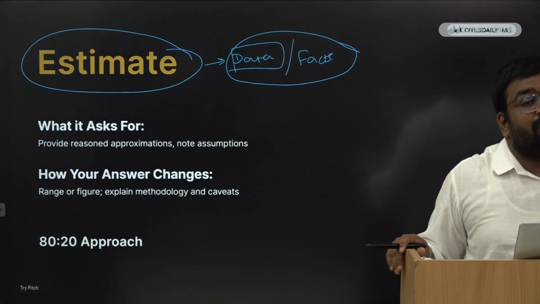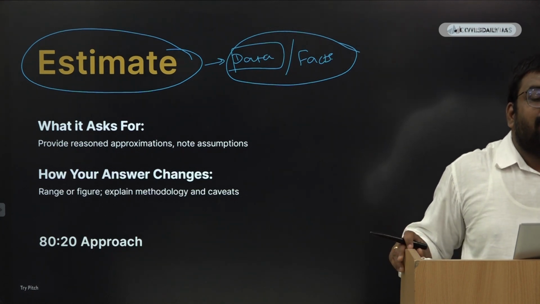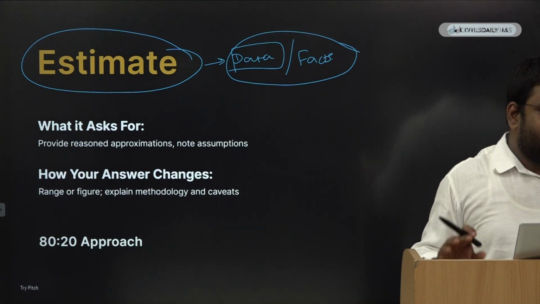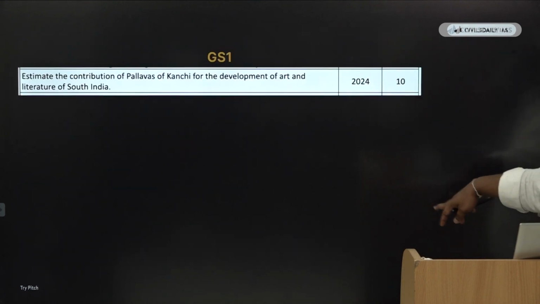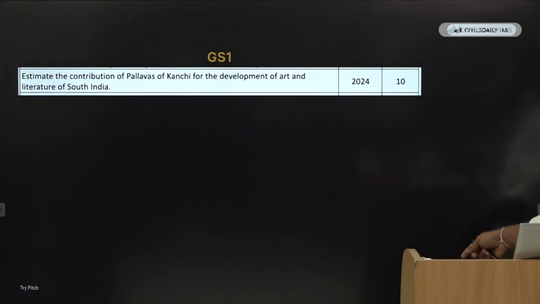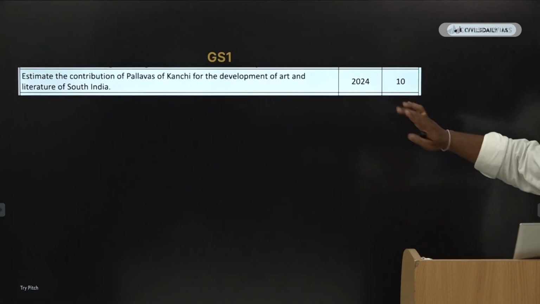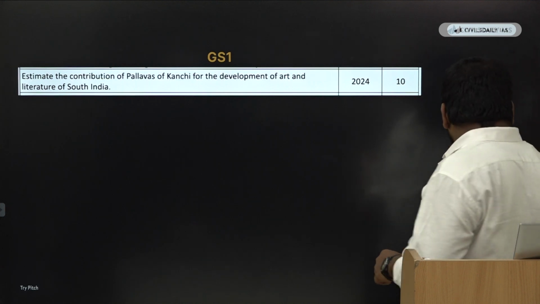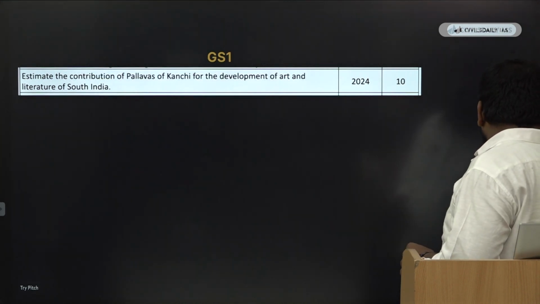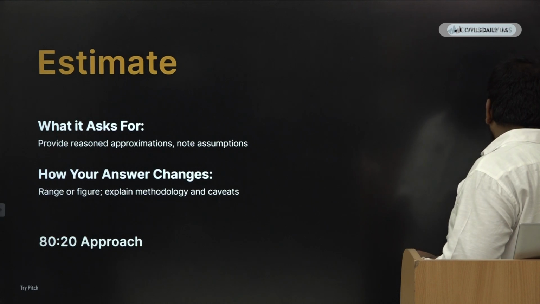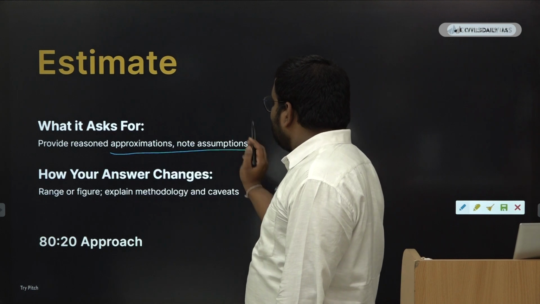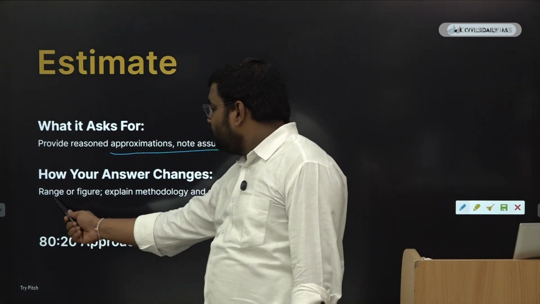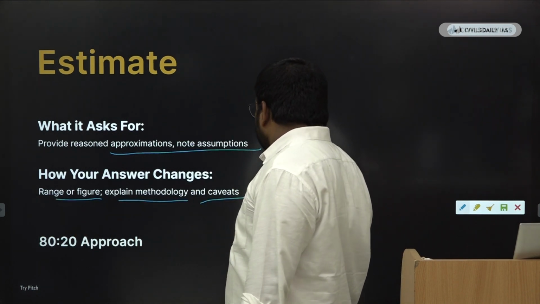Data or facts, majorly it is asked in GS paper 3, for example, provide the estimation of poverty in India, or the estimation of skills in India. Look at the question: estimate the contribution of Pallavas of Kanchi for development of art and literature in South India. If estimate is the directive, what you have to provide, like I said, is data and examples related to it. Approximations and assumptions, range of figures, methodology, caveats or examples.